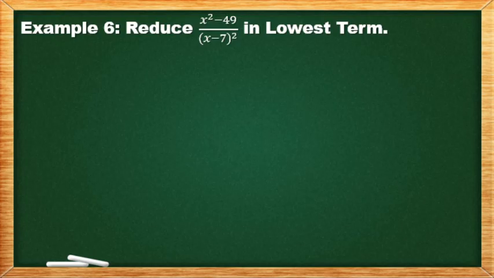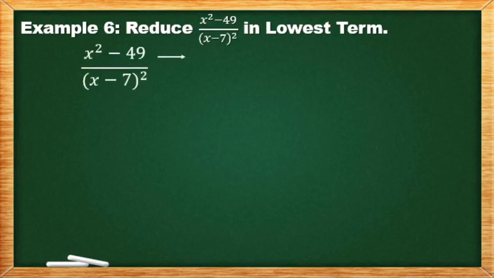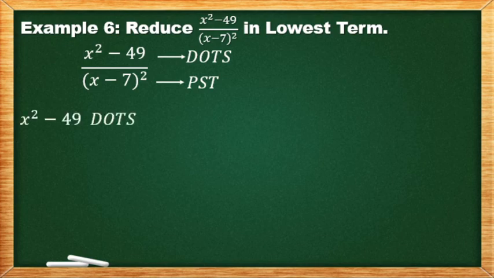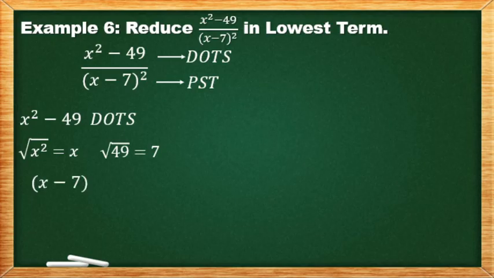Number 6. Reduce (x squared minus 49) all over (x minus 7) squared, lowest term. Okay. Sa taas, dots. Sa baba, PST, obviously, PST kasi may exponent na 2. So, by using dots, square root of x squared and square root of 49, ayan, x and 7 respectively. So, anong factor niya? The factor is (x minus 7) times (x plus 7).